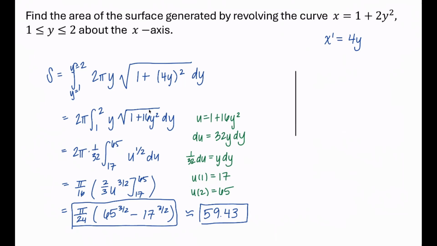And so just to also show a little bit of the graphical interpretation of what's happening here. So x equals 1 plus 2y squared would be a full sideways parabola. So it's going to look something like this, but I'm only interested in it from y equals 1 to y equals 2. So basically it's just going to be a little portion of a parabola, so something like this. So very similar look to the square root of x from the previous example.